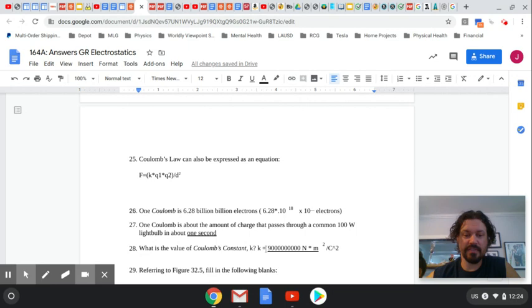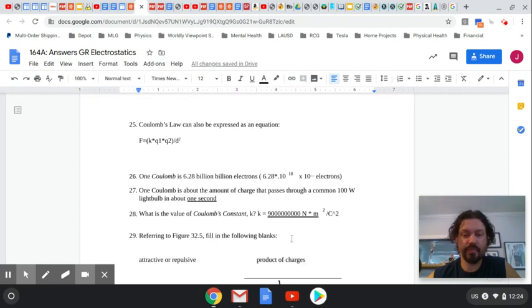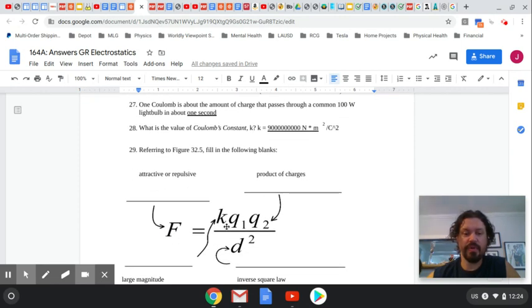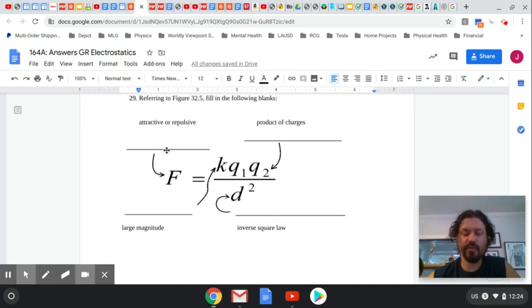This constant is 9 times 10 to the 9, Newton meters squared divided by Coulomb squared. Here's the equation again. So we've got our force, we've got the product of our charges, we've got the constant, and then we have the distance squared.